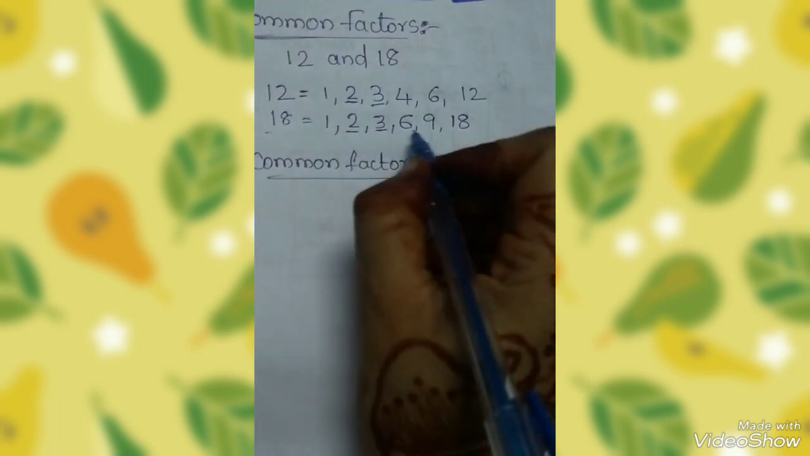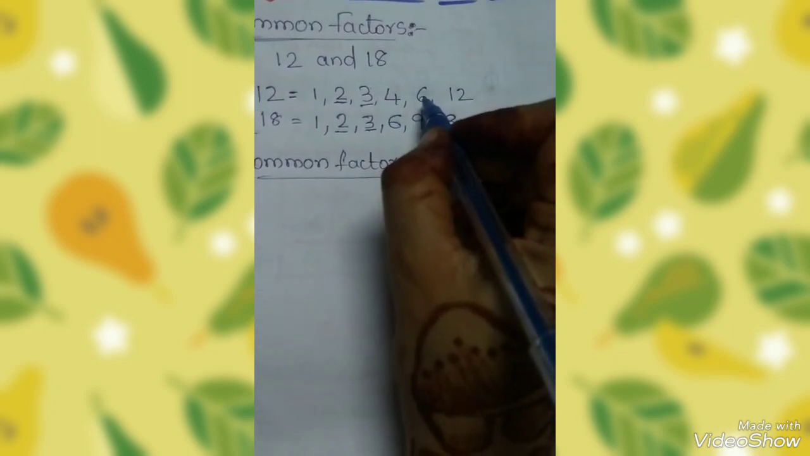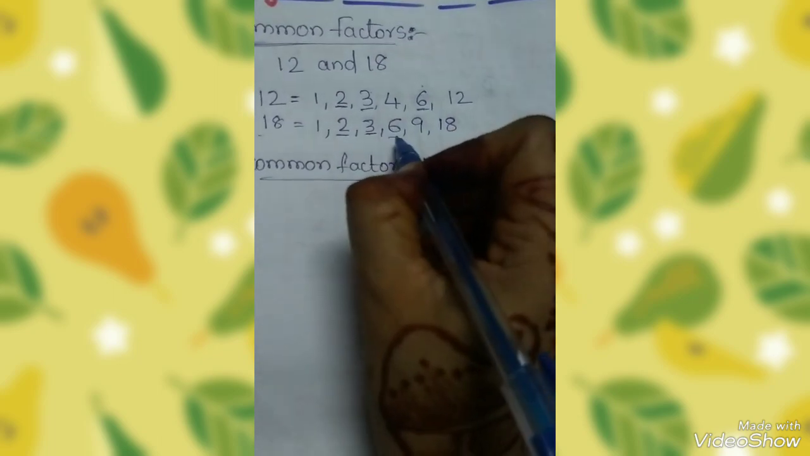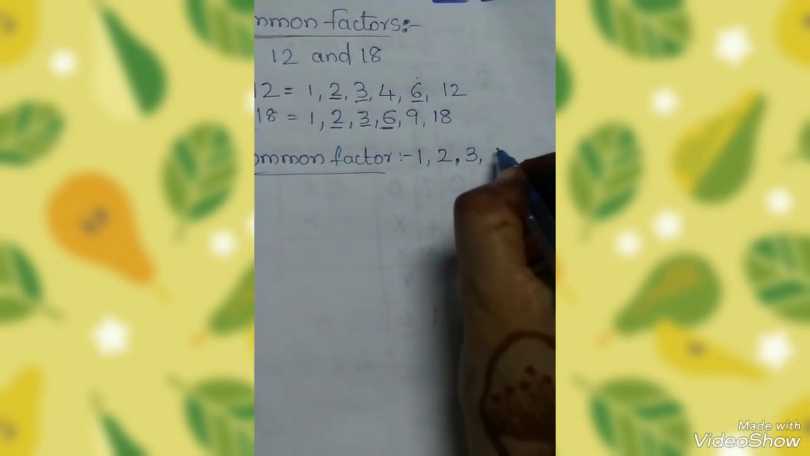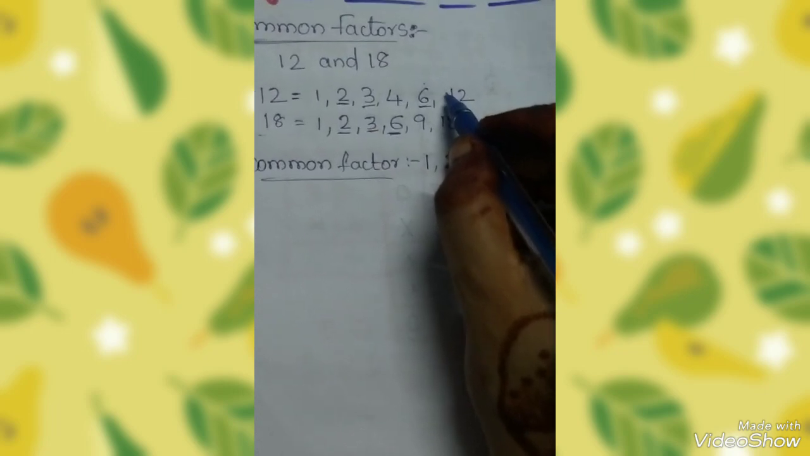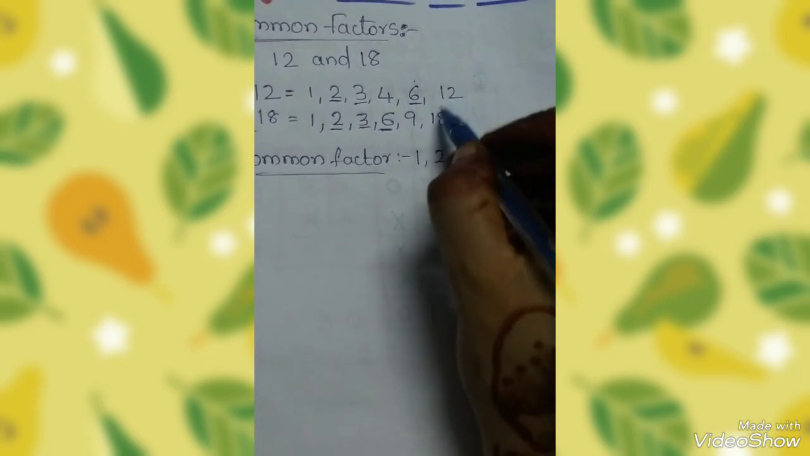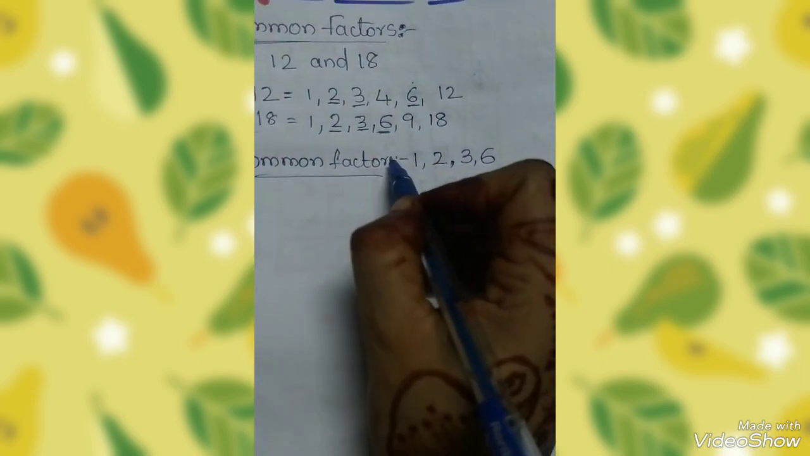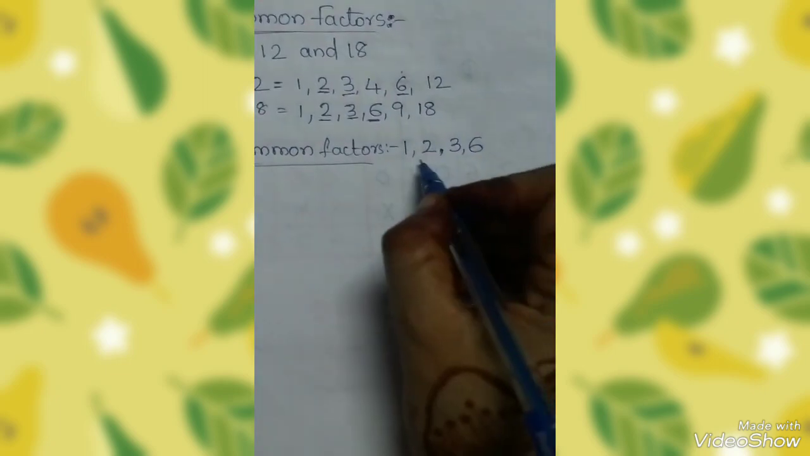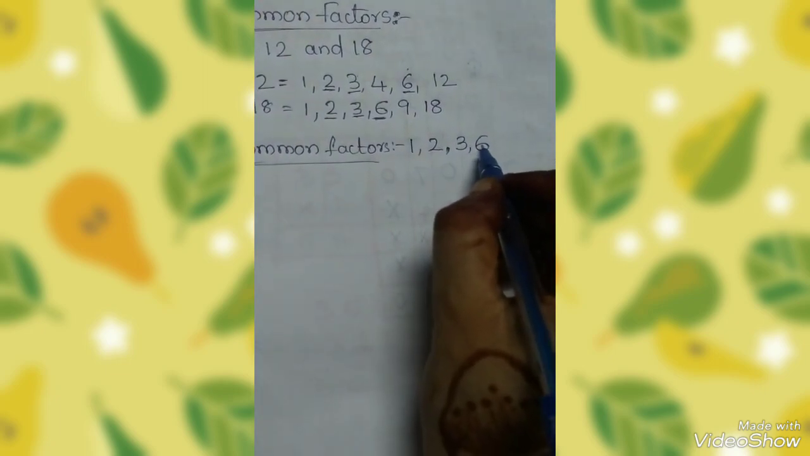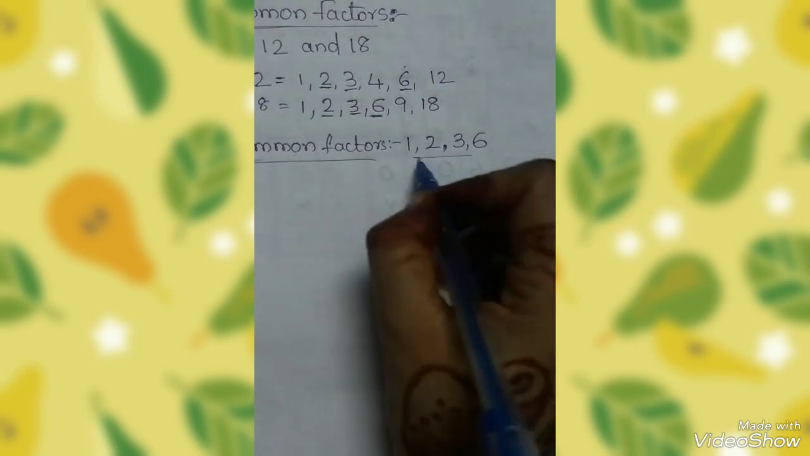Now next, 4 is there in 12, but in 18 4 is not there, so we can't write 4 as common. Now 6 is there in 12 and 6 is in 18, so write down 6 as a common factor for both of them. Is 9 there? No, 9 is not in 12. 18 is not in 12, and 12 is not in 18. So the common factors of 12 and 18 are 1, 2, 3, 6. Okay, these are the common factors.